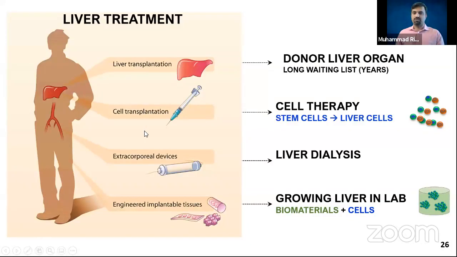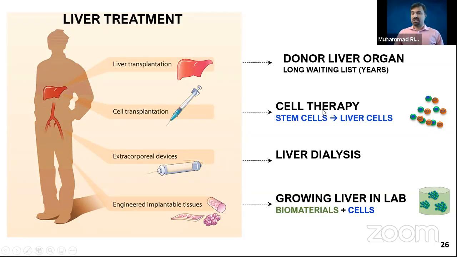So there are a number of treatment options when we think of the liver. We can do liver transplantation. Again, the classic gold standard is that we have a donor who can provide liver tissue. But there's a really long waiting list if you are on a waiting list for liver transplant.